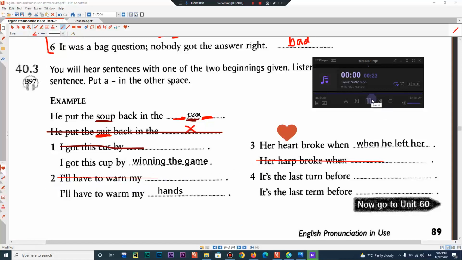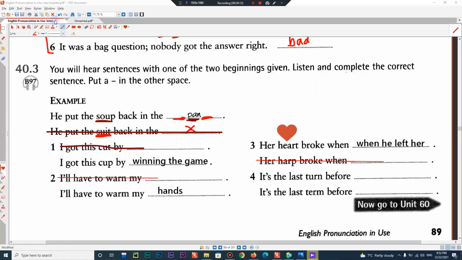4. It's the last term before the holidays. So they are in the university, they're talking about the holidays like Nowruz holiday in Iran or Christmas holidays in the US or the UK. So it's the last term before the holidays. We're not talking about term. Term is a different thing. We're talking about semester. Like in Farsi, we also say term number 1, term number 2, semester, term, like this. It's the last term before holidays.